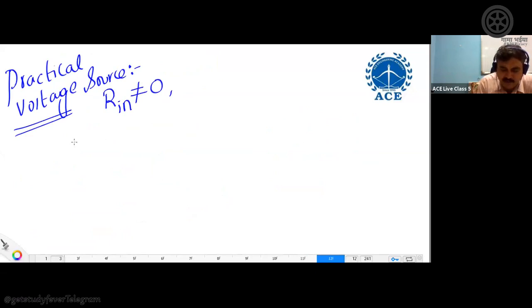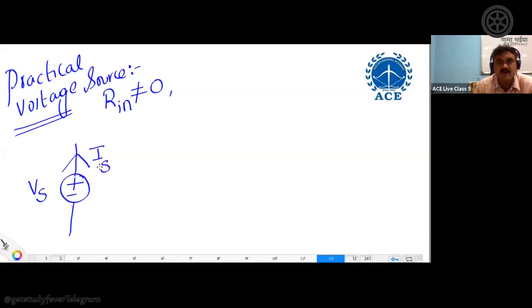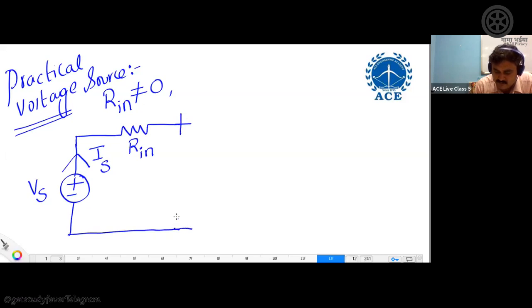Okay. So I am taking a practical voltage source whose magnitude is Vs. Because it's an active source, it should deliver some current. So it is delivering current Is. I am taking the direction of current from negative to positive. Now internal resistance is not 0, so I am connecting some RIN in series. Be very careful. This is not the one which I am connecting externally. This is coming because of device operation only. Don't think I am connecting it. That is what is meant by internal resistance.